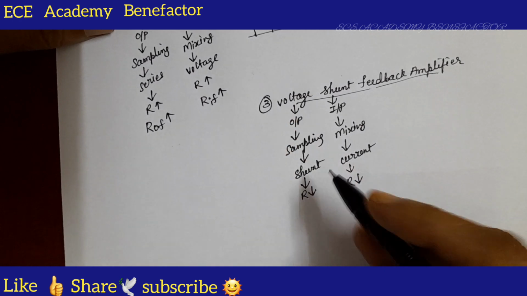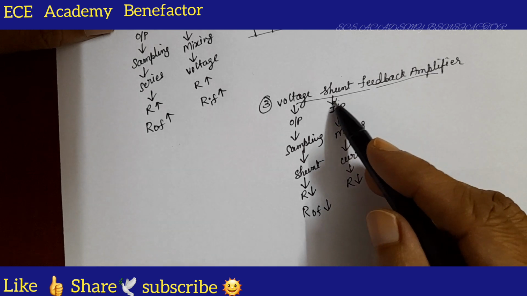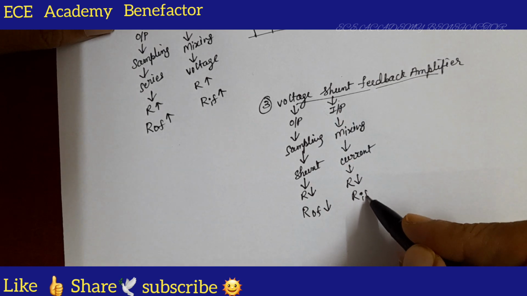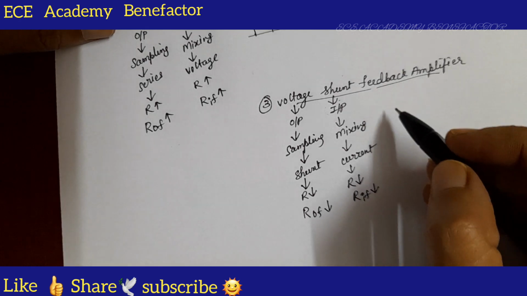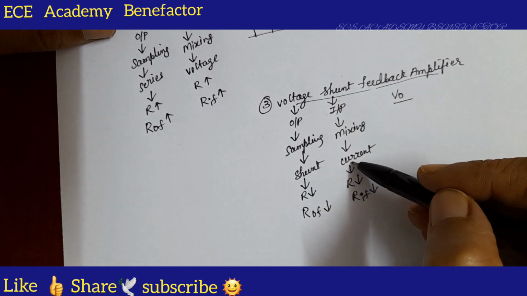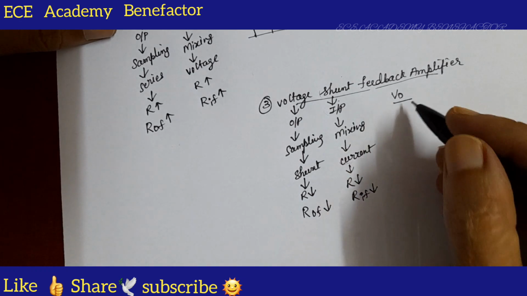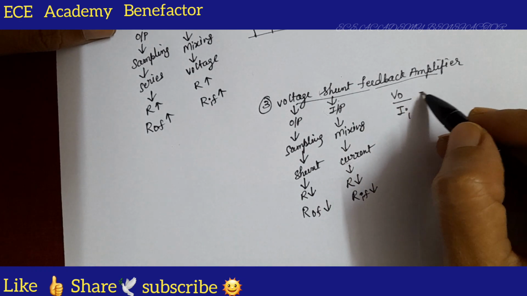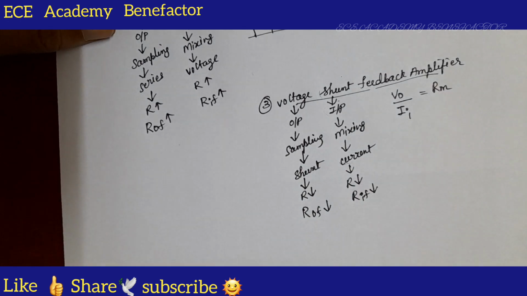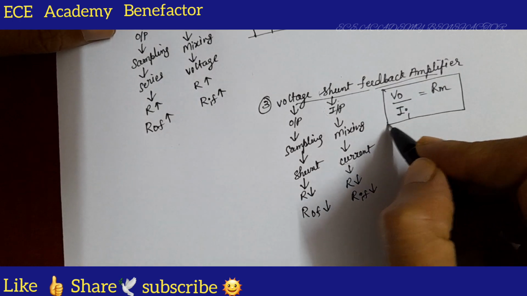For shunt connections, the resistance will reduce. At the output side, we designate by ROF. So resistance ROF is reduced. At the input side, we designate by RIF. RIF is reduced. Now, what is the output parameter? Output parameter is voltage. What is the input parameter? Shunt. For shunt, current is mixed. So II. V0 by II is known as RM. That is the trans resistance gain.